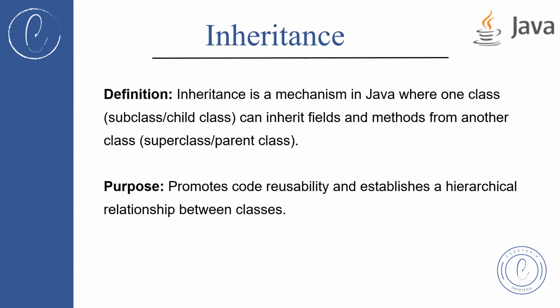So, what are the key concepts of inheritance? The key concepts of inheritance are superclass and subclass. A superclass is also known as a parent class. It is a class whose properties and methods are inherited. And then we have our subclass, which is also known as a child class. This is the class that inherits from the superclass.